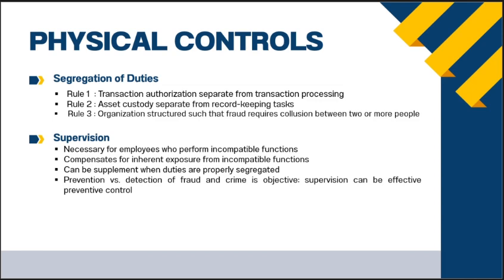Yung rule number 3, organization structure such that fraud requires collusion between two or more people. So yung organization structure niya, mas maganda na may involved na two or more people. Kung magkasabwat, mas mabilis ma-actionan yung fraud na nangyari within the entity kasi the more na mas marami yung taong involved, mas mabilis yung ma-detect yung fraud na nangyayari. So, next is the supervision.